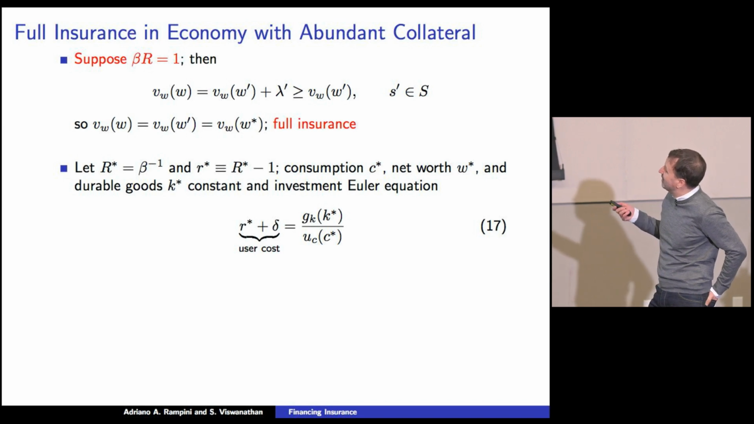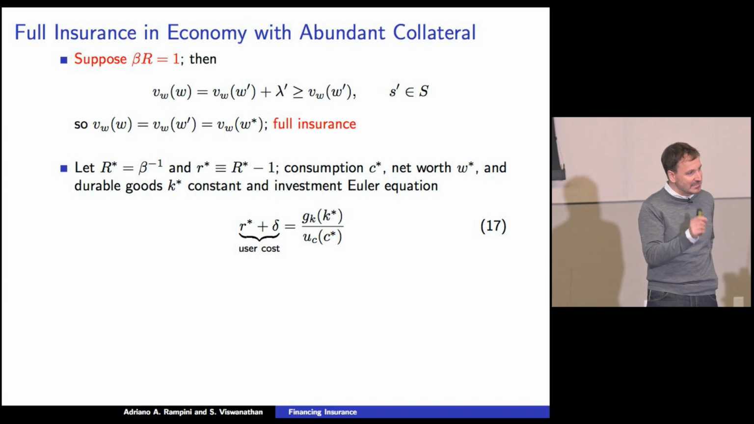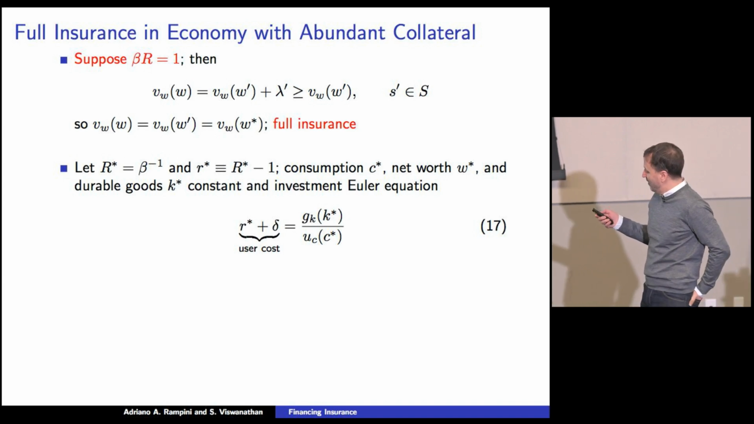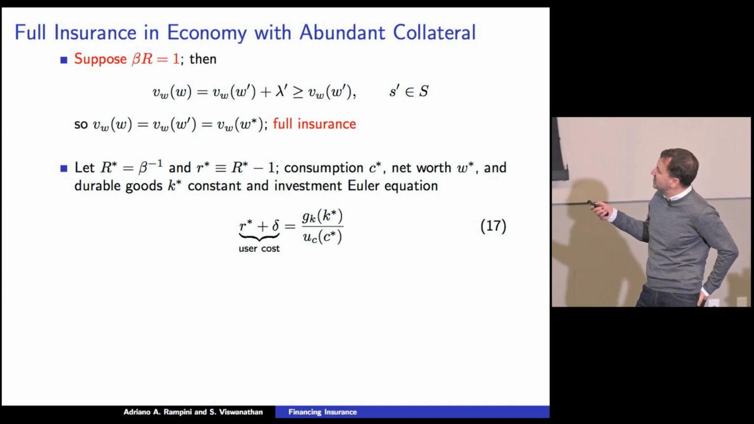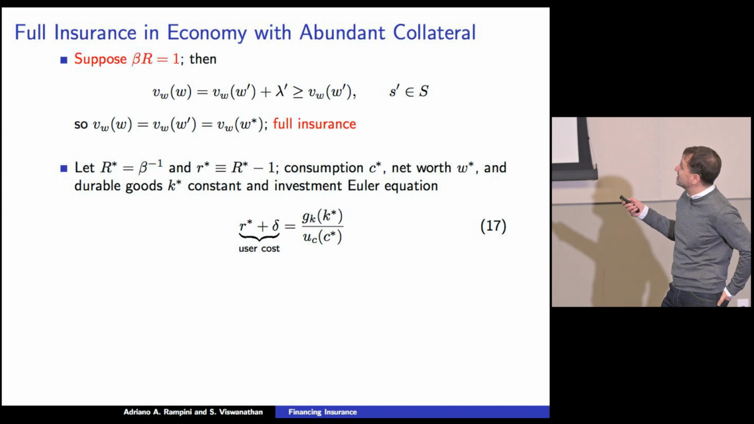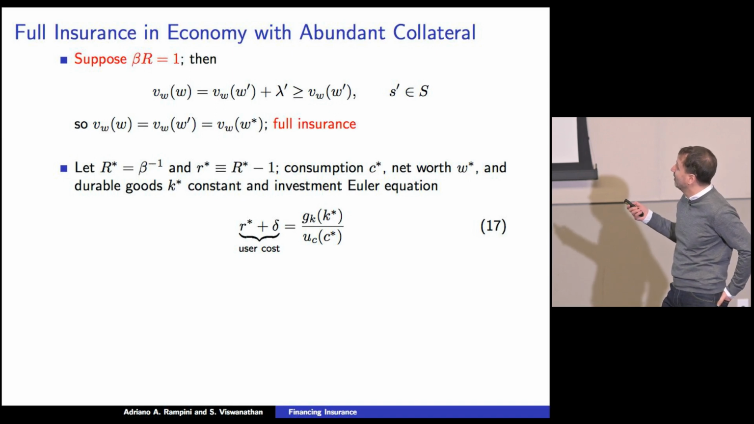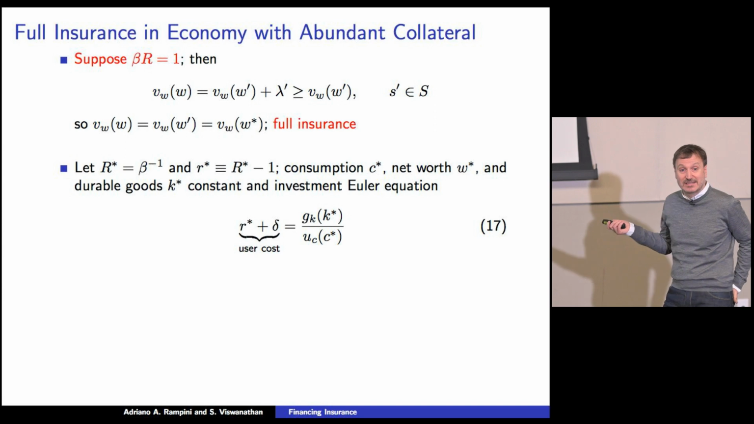In this economy, if beta R equals 1, the first order condition for buying Arrow securities for state S prime looks as follows. If beta R is 1, the marginal value of net worth today has to equal the marginal value of net worth tomorrow in state S prime plus the multiplier on the collateral constraint. So it's going to be weakly larger than the marginal value of net worth in that state tomorrow. And this is true for all states.